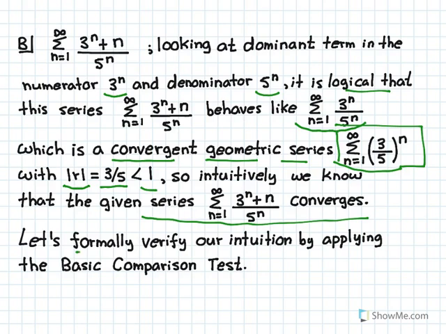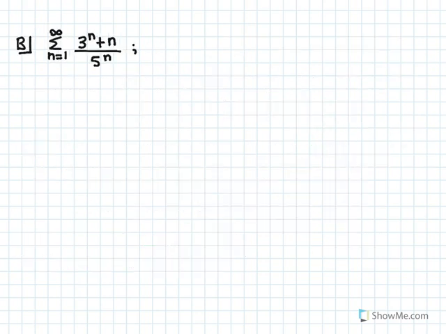But we have to formally verify our intuition by applying the basic comparison test. All right, so what we have is summation n equals 1 to infinity 3 to the n plus n divided by 5 to the n. We know that n is less than 3 to the n for all n larger or equal to 1.